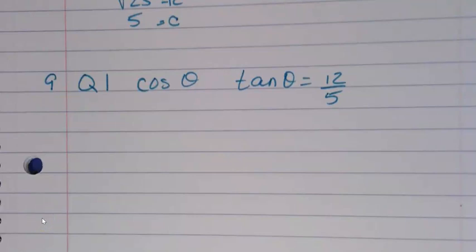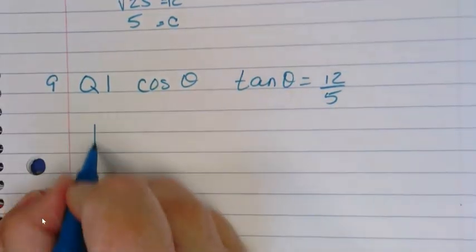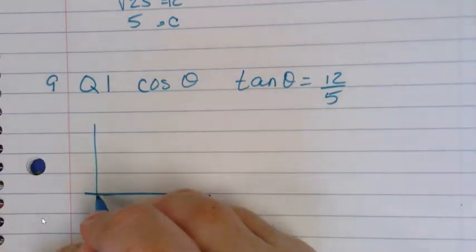Hey guys, so here we are on the last portion of the review for your test. So here we go. It tells us we're in quadrant 1, so we're going to go ahead and make that picture.